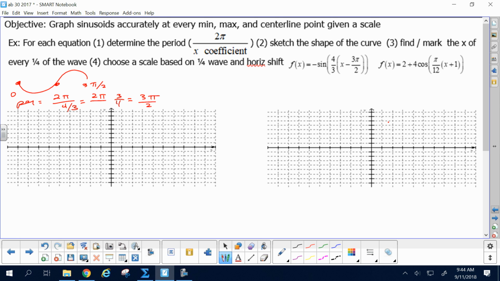Now I want you to find accuracy at not just the wave in the beginning, but half and quarter points. What's half of a wave then? Half of 3 pi over 2 is 3 pi over 4. Half of that then is 3 pi over 8. Every quarter wave is 3 pi over 8. 3 pi over 8, 6 pi over 8, which reduces to that. 9 pi over 8, 12 pi over 8, which reduces to that. Okay, every quarter wave is 3 pi over 8. Are we cool? Yes, we're cool.